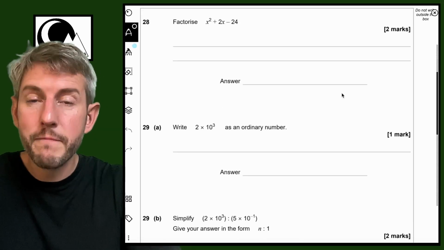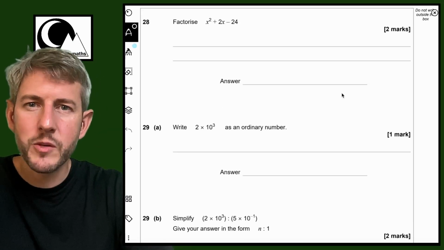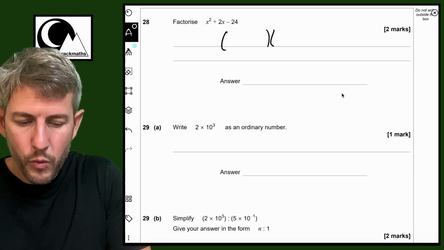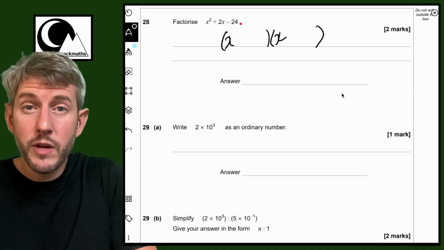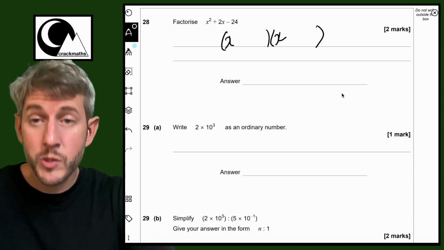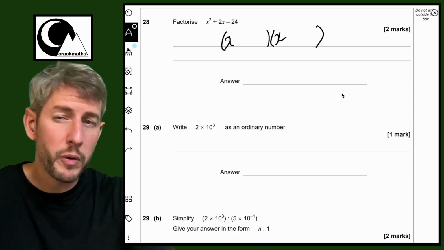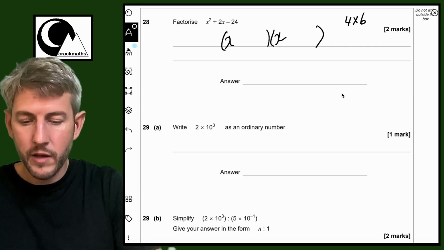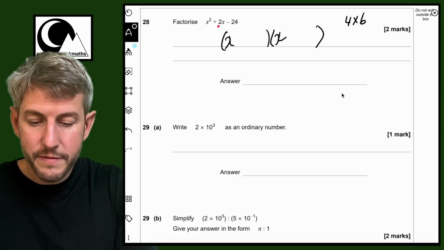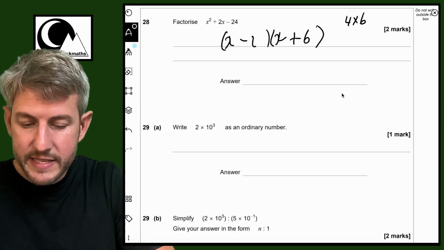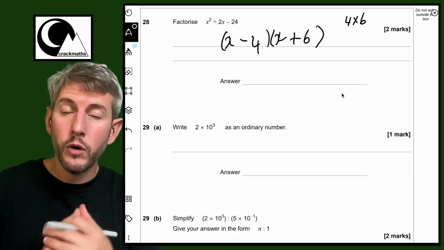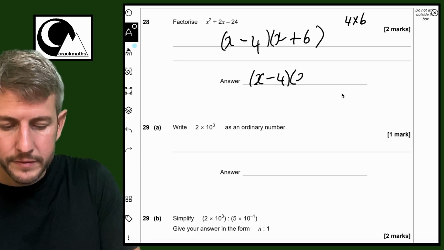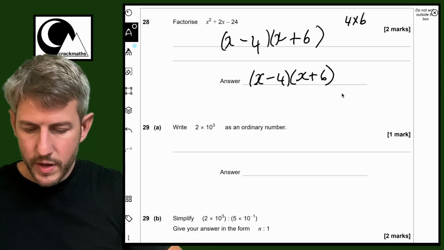Right, let's have a look at these questions here. So this question here is factorise x squared plus 2x minus 24. So this is a double bracket one because we've got the 3 parts. So we want x here and x here, and then 2 numbers that multiply together to make 24, and then that we can combine with positives and negatives so that we've got a difference of 2. Okay, so I know that that's going to be 4 times 6, and I need it to be positive 2, so I need it to be positive 6 and negative 4, because when we do 6 take away 4, that gives us 2. So here we go, we've got our answer there.